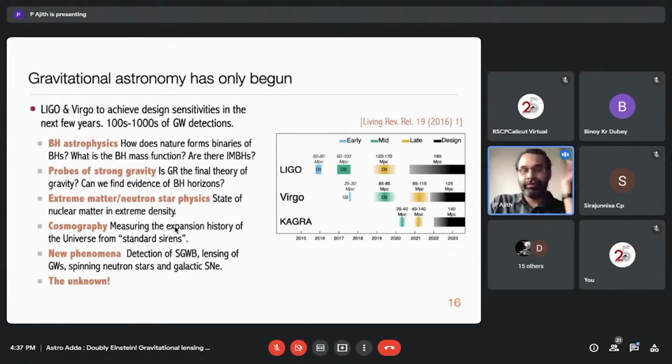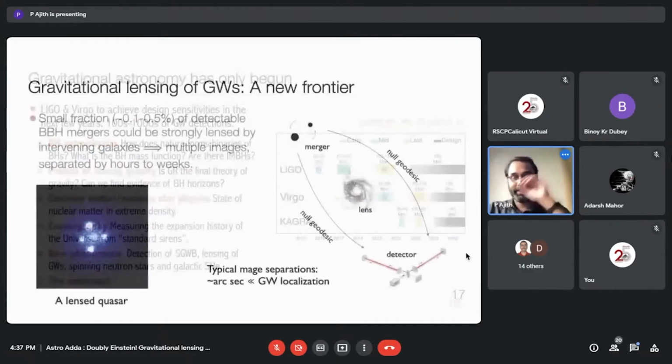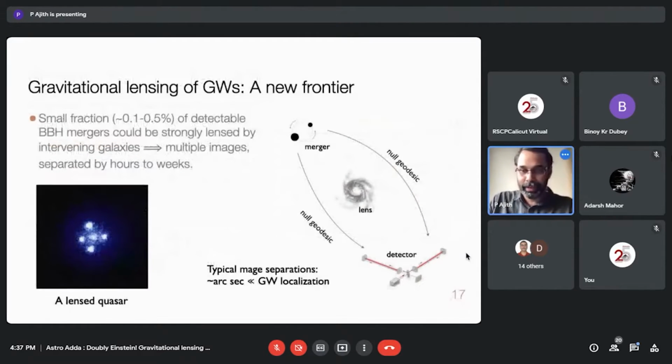And this is like a rough timeline of the gravitational wave observatories. In particular, we are expecting that the LIGO India will also come up in the next few years, which would contribute to the worldwide network of gravitational observatories, significantly increasing their science capabilities. So one such science capability that we are excited about is the observation of the gravitational lensing of gravitational waves.